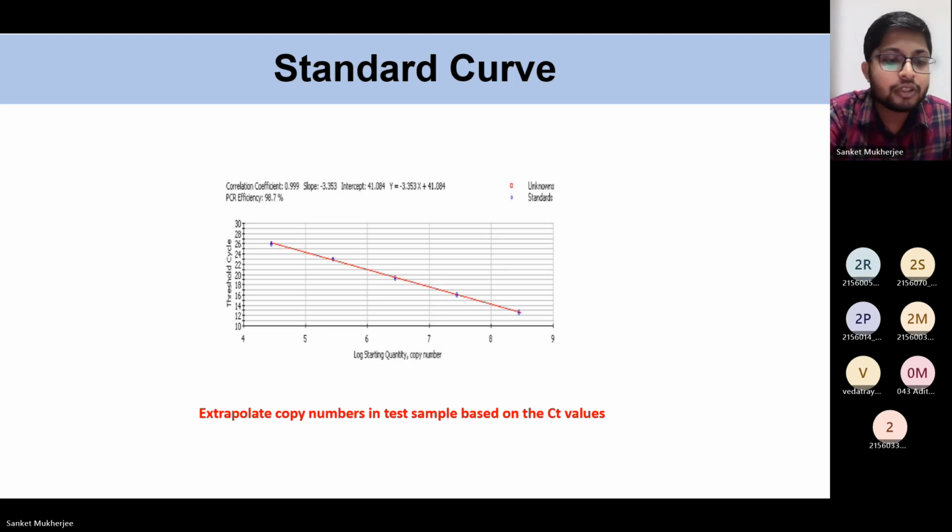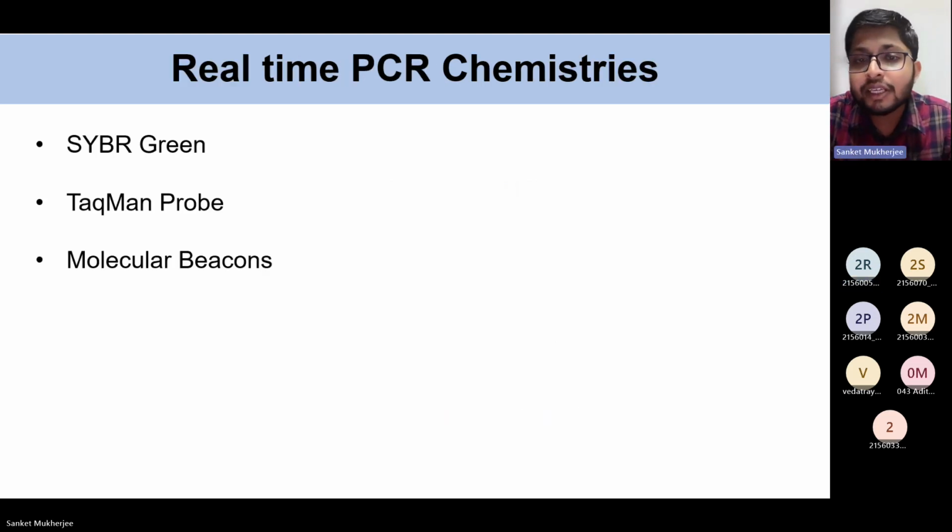Yes, sir. So for real-time PCR chemistries, as I said, the dyes or probes which are used, one of the most used ones is SYBR Green. As I said, it just binds to double-stranded DNA. Whenever double-stranded DNA is formed, it binds to it and gives you fluorescence. If double-stranded DNA is not formed, it will remain as a free molecule and will not give fluorescence. Clear?